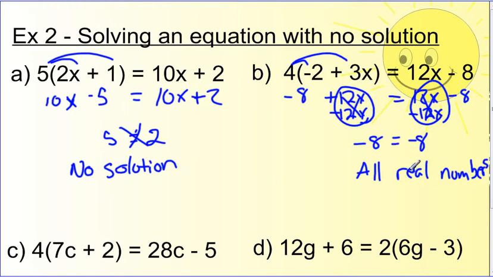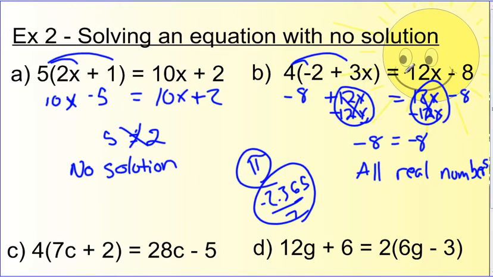Because every number works. I could throw in funky numbers like pi. I could throw in a negative 2.365 over 7. That would work. Every number would work in that problem. Because no matter what you're doing on both sides, the first thing you're going to do is times it by 12, and then you're going to subtract 8 from it. You're going to get the same answer.